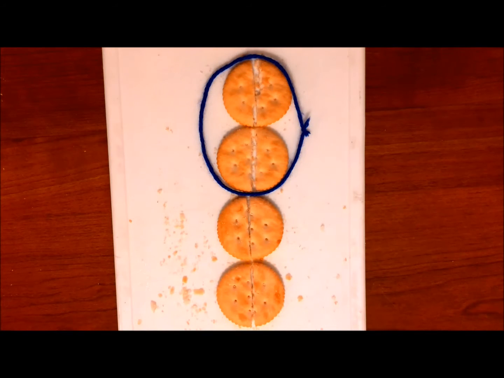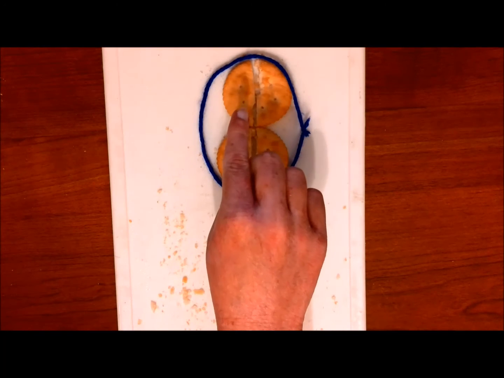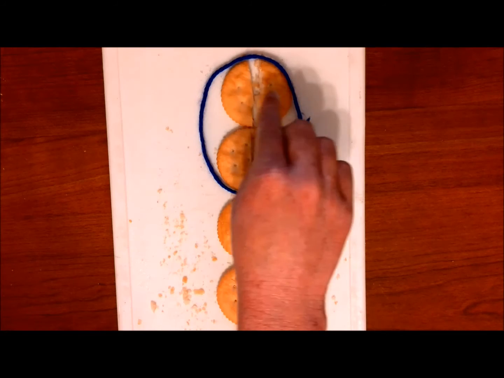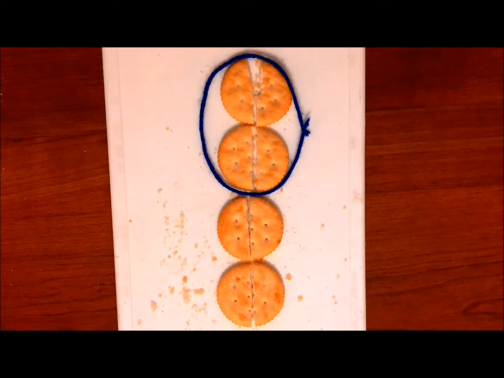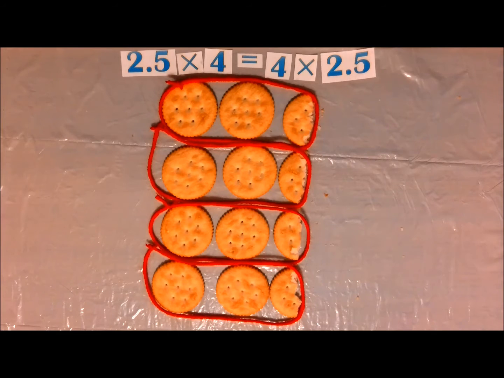I would like to show why in this picture as well, 1/2 of 4 is equal to 4 1/2. We have in this picture 1 half, 2 halves, 3 halves, 4 halves. So 1/2 of 4 is equal to 4 1/2.